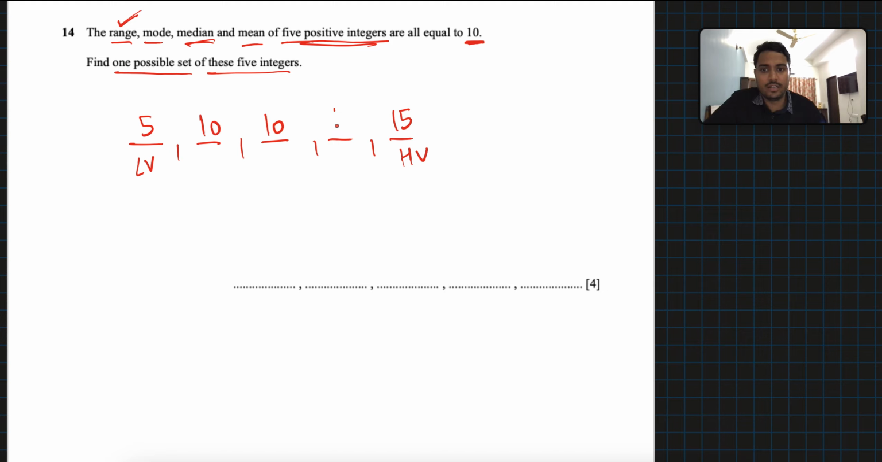So we can write 10 and 10 over here, because median done, mean done, and mode is any number with highest frequency in a given set of data. So this is going to be the answer, because sum of all the 5 numbers is going to be 50 divided by 5, that is 10. So 5, 10, 10, 10 and 15. There can be other sets also possible. You can just try.